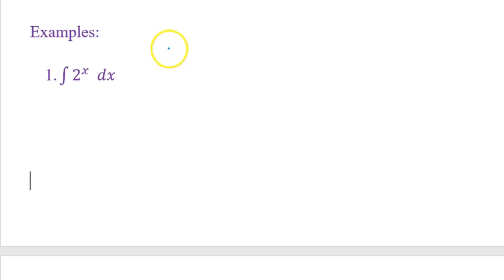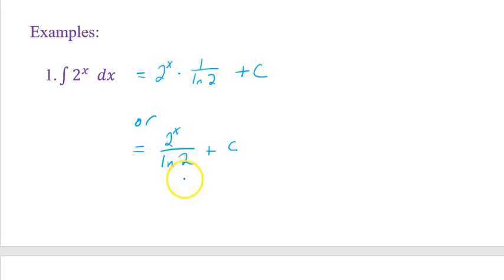Our first example is an a to the x rule. So here we have 2 to the x. Again, the first thing you do is repeat it, and then you can multiply by 1 over the natural log of the base, which would be dividing by the natural log of the base. Or you could say 2 to the x and then put that natural log 2 on the bottom plus c. So that would be your basic a to the x reversal from a derivative to the antiderivative.